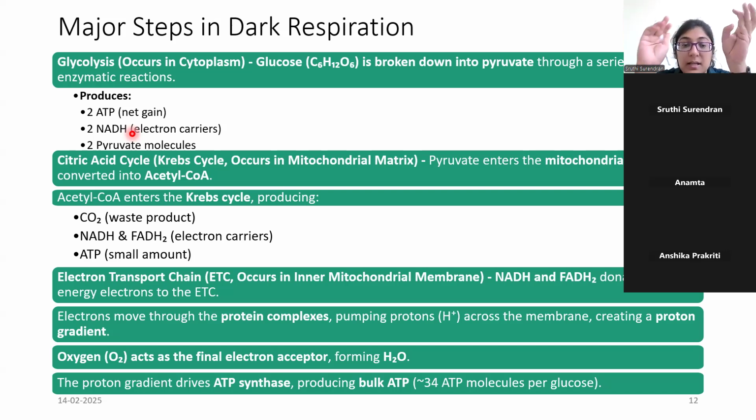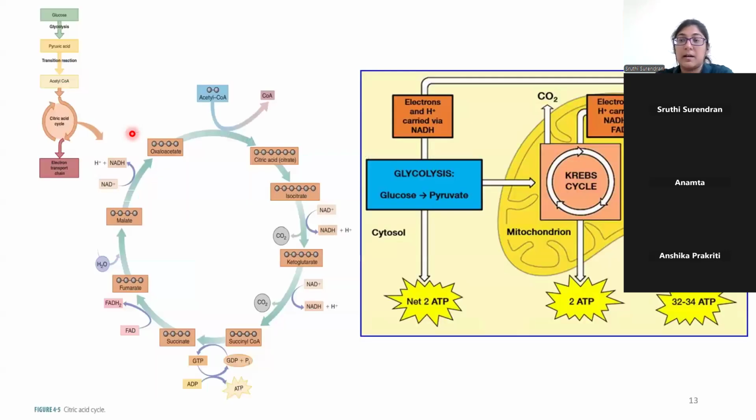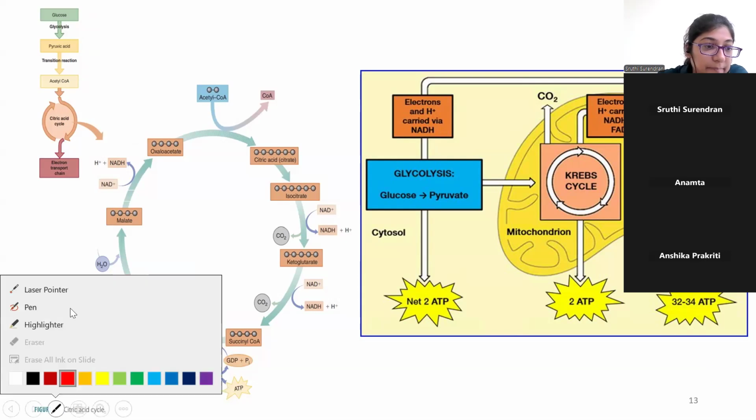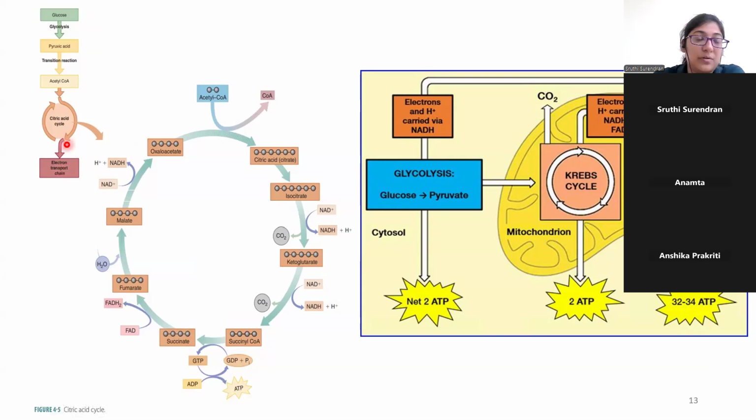Although it is not a light reaction, ATP synthase is being driven by the proton gradient that is created as a result of this electron transport chain. As a result of it, around 34 ATP molecules per glucose molecule are released. So you can see here the glycolysis process happening in the cytoplasm. Pyruvic acid is formed. Pyruvic acid is converted to acetyl CoA. Acetyl CoA is then entering into the citric acid cycle, and then it goes into the electron transport chain.